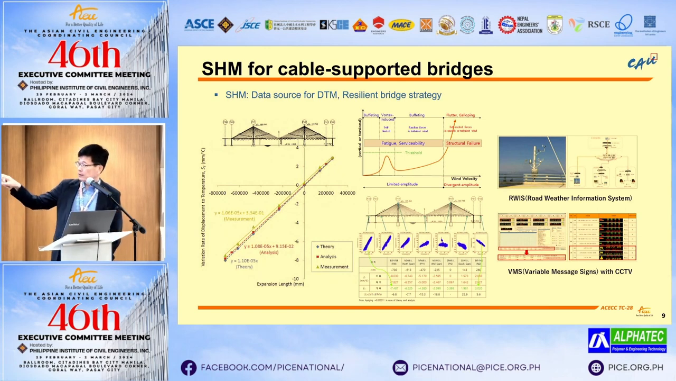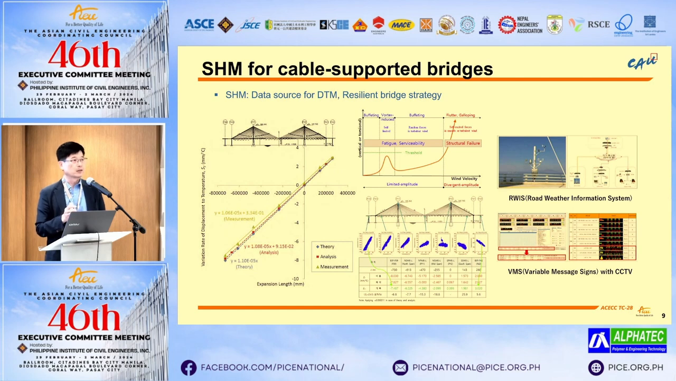And another one is the weather information system or the message sign with CCTV. This is a new way of monitoring. Right? We rely on the sensor data, but the sensor may have some problems, right? We have different signals from the structure behavior. So we have another way to compensate for those possibilities of errors from sensors.